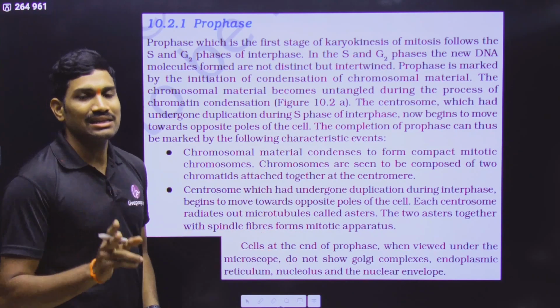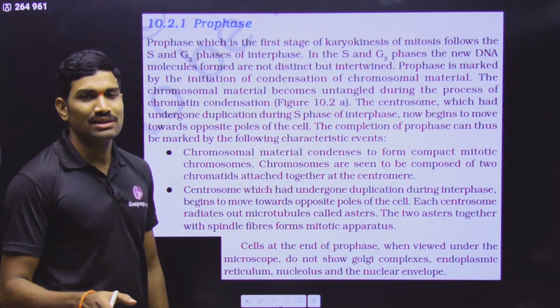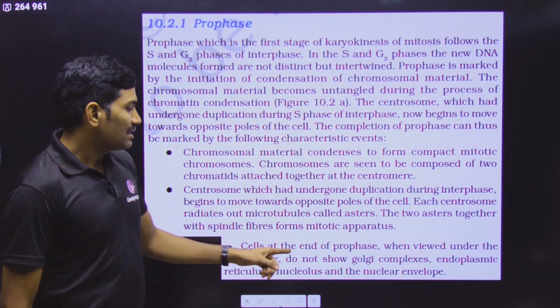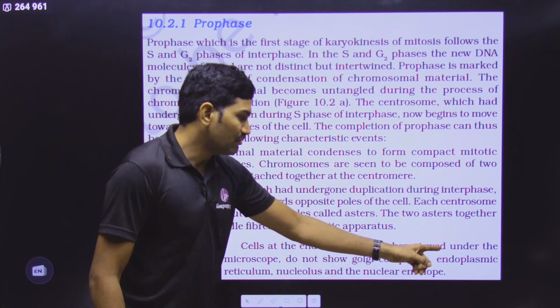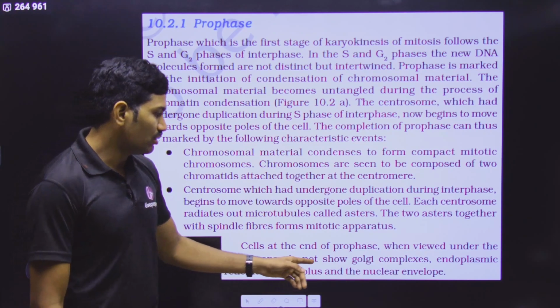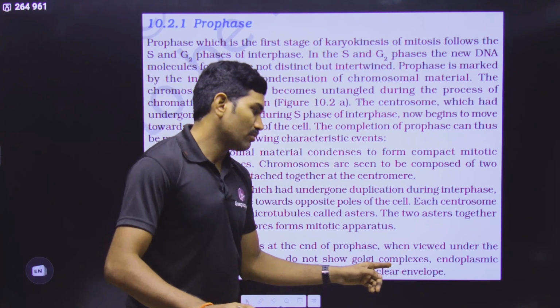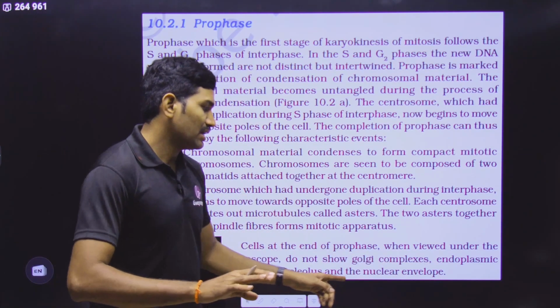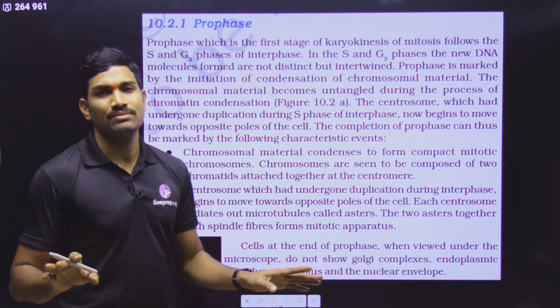But technically the term aster is used for animal cell, but the spindle pole term is used in both animal and plant cell. Next one, cells at the end of prophase, when observed under the electron microscope, do not show Golgi complex, endoplasmic reticulum, nucleolus, and nuclear envelope.